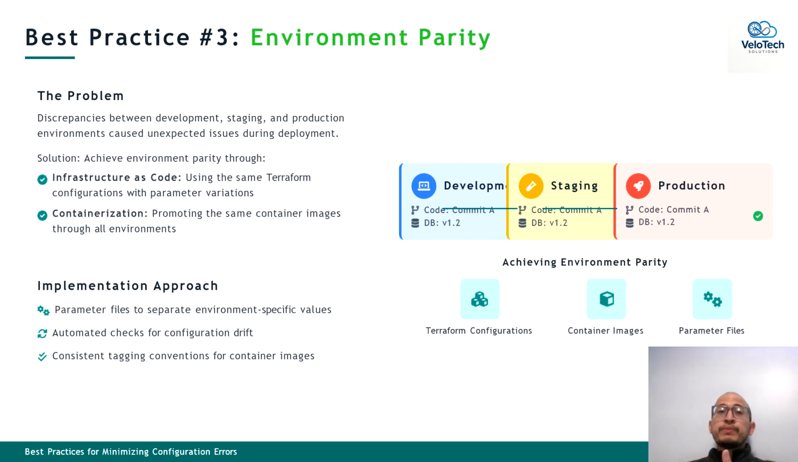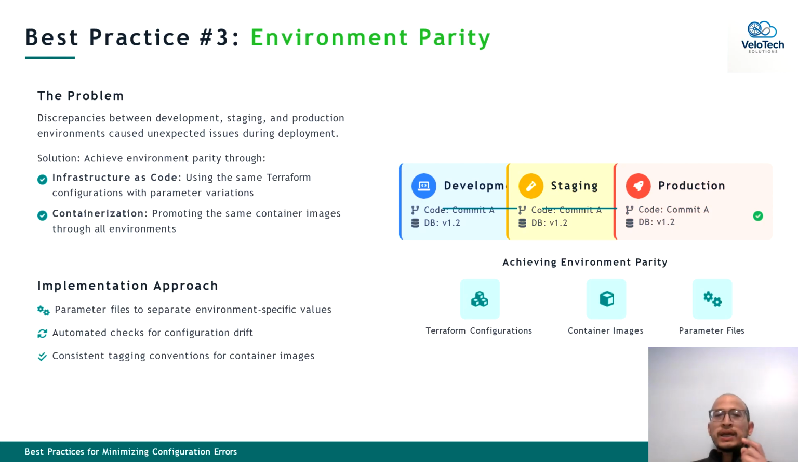Third, they used parameter files to separate environment-specific values from the core configuration. Things like database connection strings or API endpoints were parameterized, so the same code could work in any environment with just different parameter files. They implemented automated checks for configuration drift, systems that would alert them if environments started to diverge from their defined state. And they maintained consistent tagging conventions so they could always track which versions were deployed where.